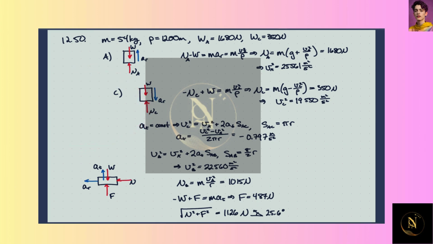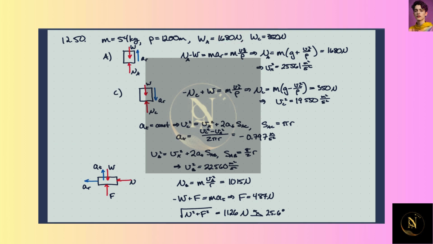So they tell us that at the top of this circle, no, at the bottom of the circle, the radius of the circle is 1,200 meters. The mass of the pilot is 54 kilograms. At the bottom of the circle, the apparent weight, which is the normal force acting here, is 1,680 newtons.